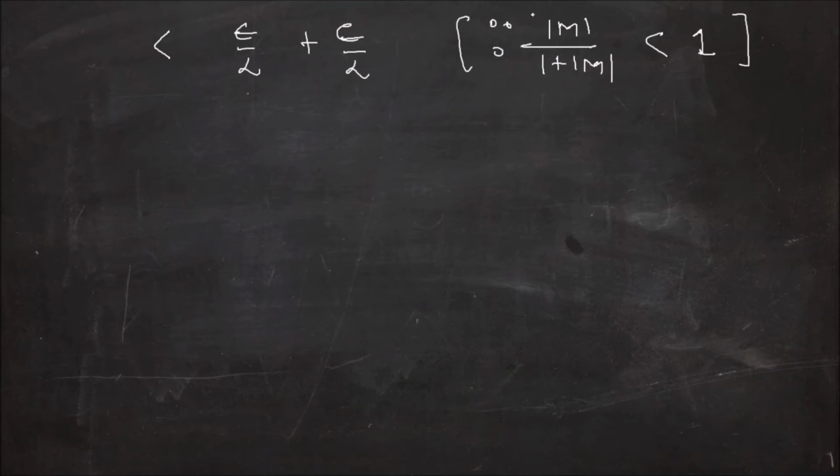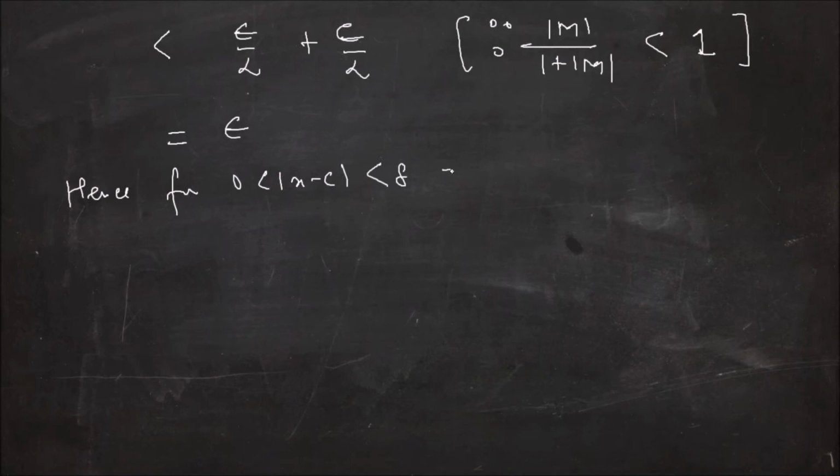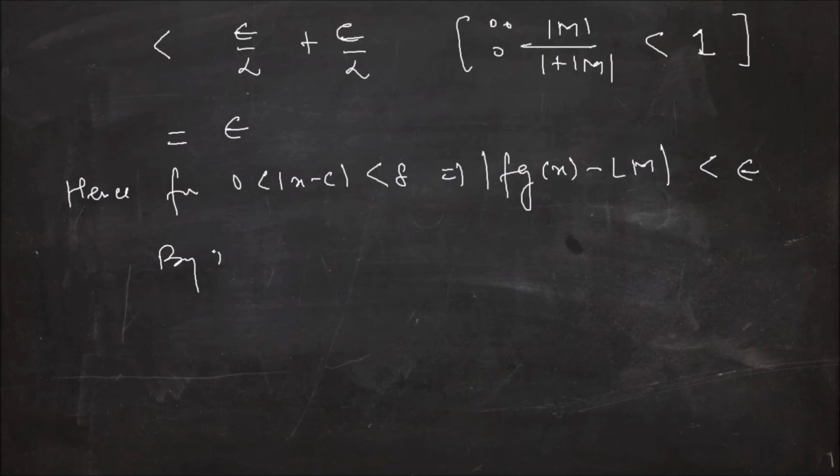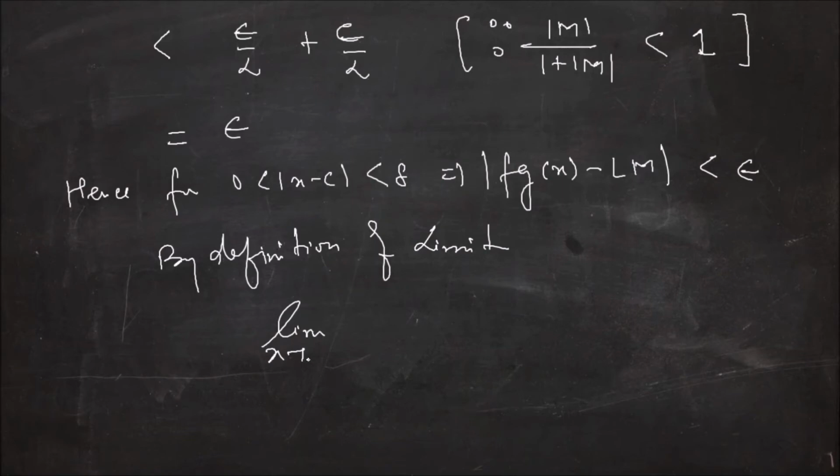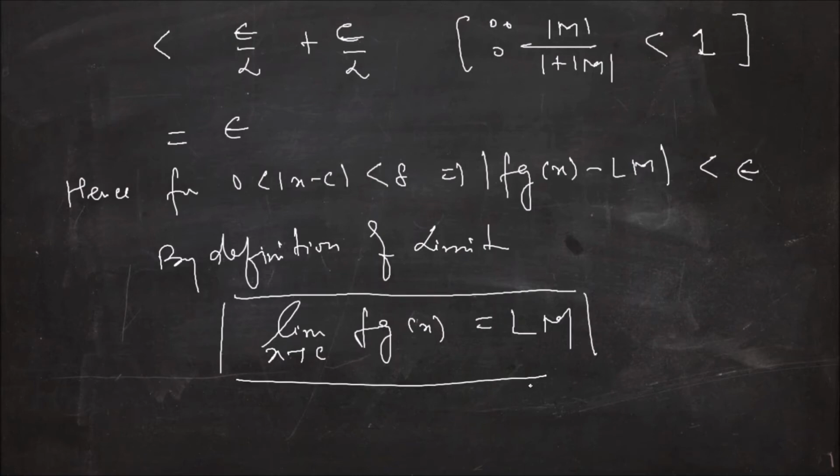So I am replacing this term by 1, so I am getting the strict inequality here, and this is equal to epsilon. Hence we have shown for 0 less than |x minus c| less than delta, |fg(x) minus Lm| is less than epsilon. So by definition of limit as x tends to c, fg(x) is equal to Lm. So this completes the proof of this.